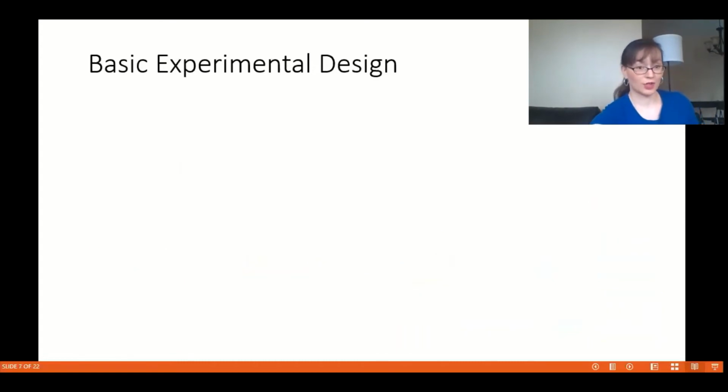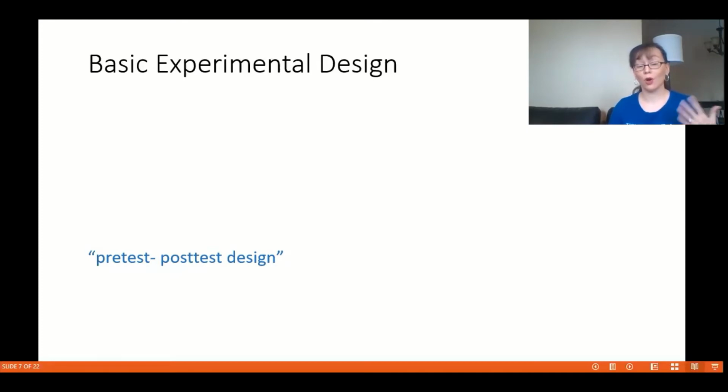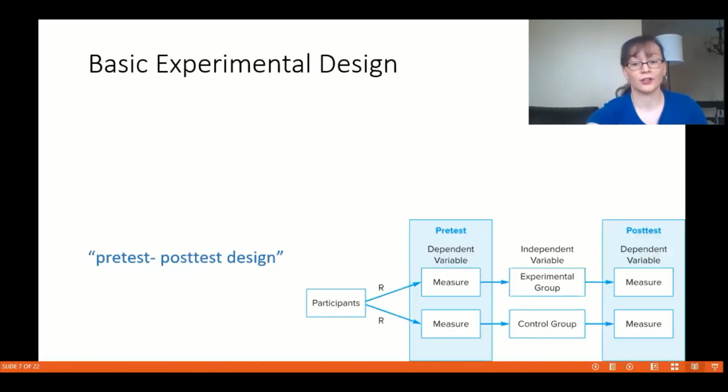Our next experimental design is going to be what we call a pre-test post-test design. And so this is going to build on this design that we just encountered, that post-test only design. If we think just about these names, we're going from a post-test only design to a pre-test post-test design. These are going to be really similar. All we're going to add in now is another measurement, another test. And this pre-test is going to be encountered before the independent variable.